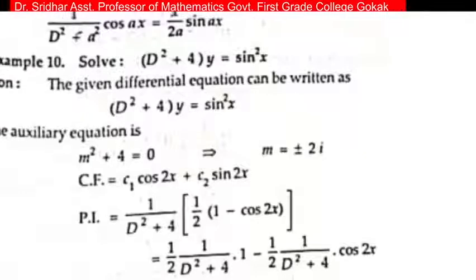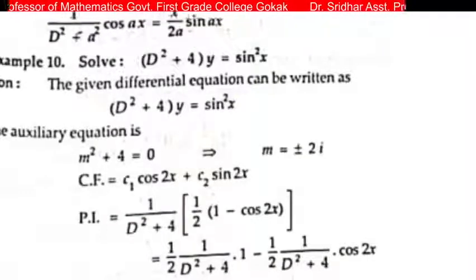So today we see the solution of the ordinary differential equation when f of x is sin square x. So now see here, first we write the given differential equation (D square plus 4) y equal to sin square x. Next we write the auxiliary equation m square plus 4 equal to 0. On solving this we get m equal to plus or minus 2i.